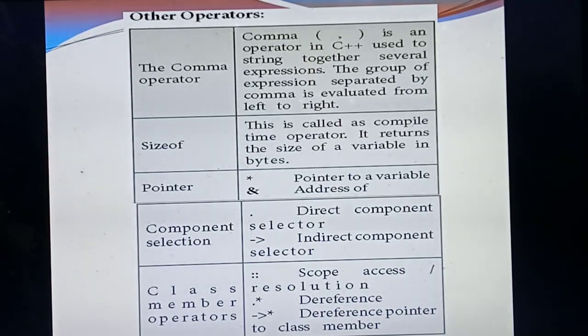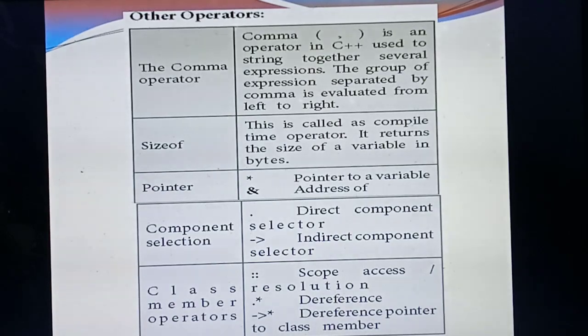So the next one is other operators. In other operators, what's the first operator? Comma operator. Normally, what's the use of a comma? If we need to separate 2 or 3 symbols, for example A, B and C, how will you write? A, comma, B, comma, C. So mainly this operator is used for separating values.